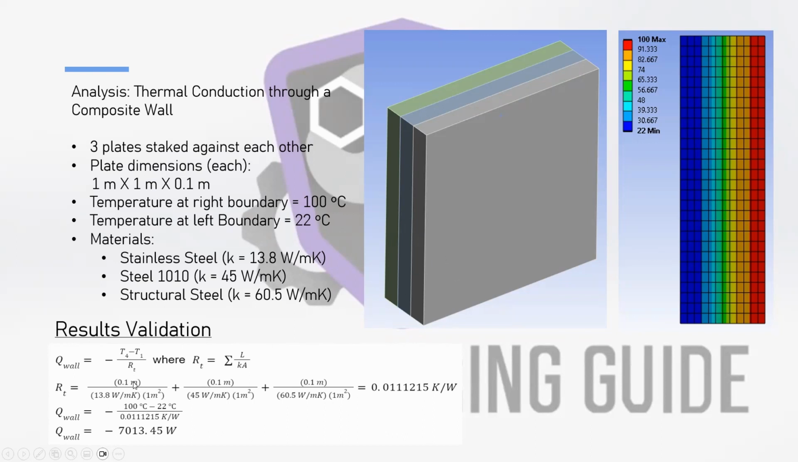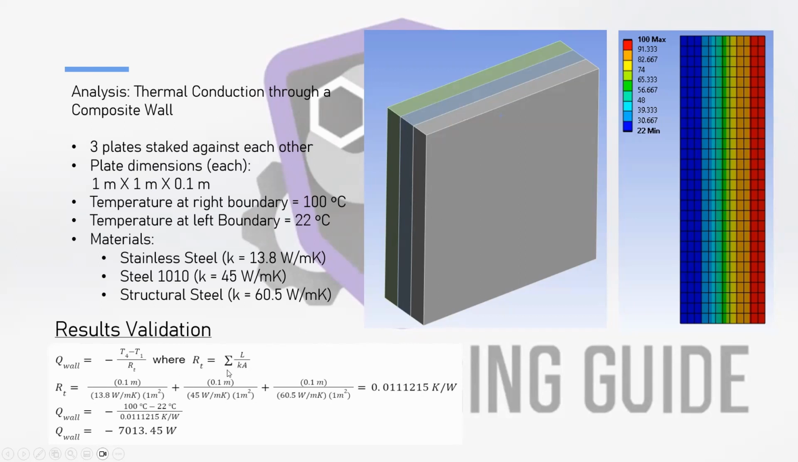And this is simply equal to T4, which is the temperature at the right boundary, minus T1, which is the temperature at the left boundary, because in the center here, we would have T2 and T3. And we're going to divide this by the total resistance. And since these plates are in series with one another, the total thermal resistance is simply the summation of the thermal resistance of each plate.